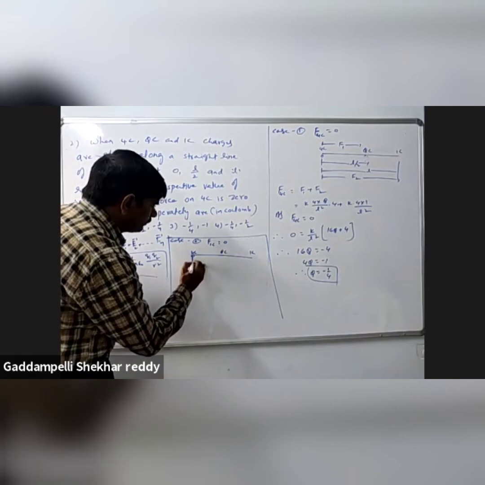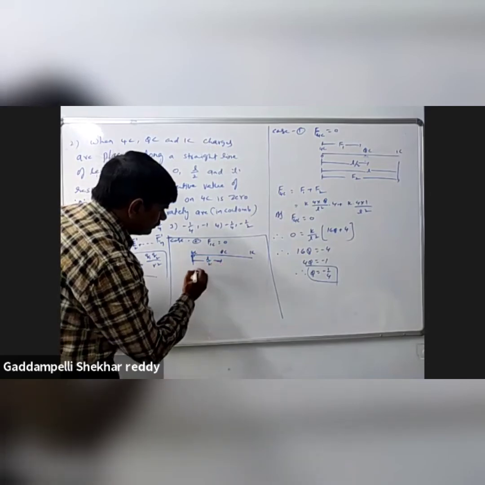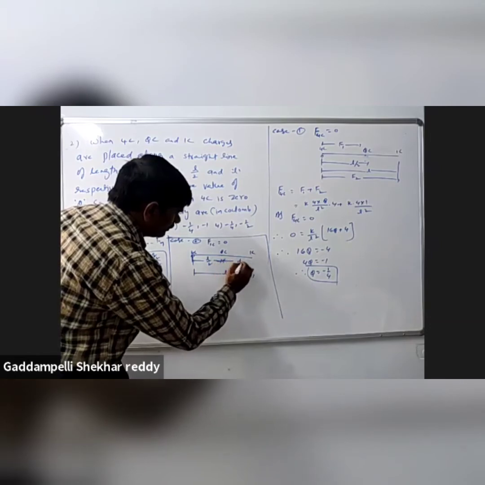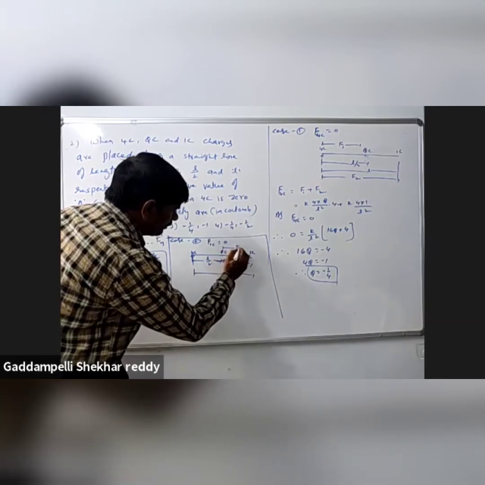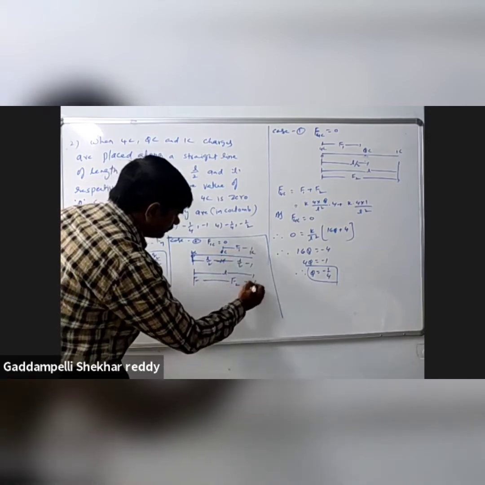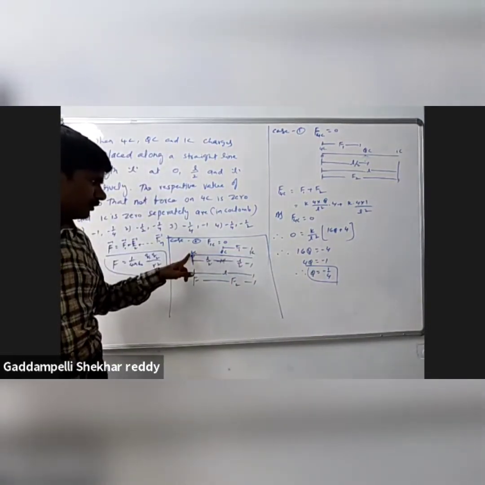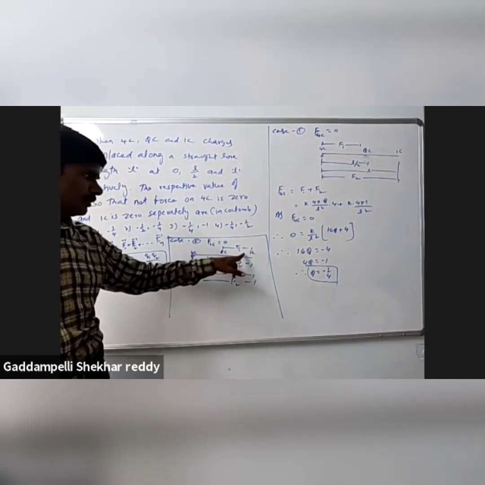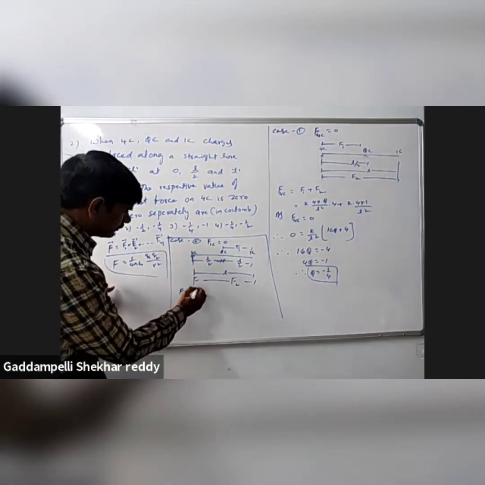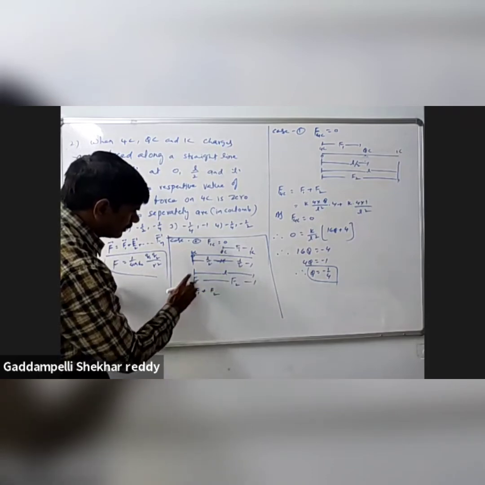Like this, 0 up to here L by 2. That's the total distance L. But this point is also remaining. The force between these two, let it be F1. The force between these two, F2. Okay, force on the 1 coulomb charge due to this one, and due to this one. That means F on the 1 coulomb is equal to F1 plus F2.